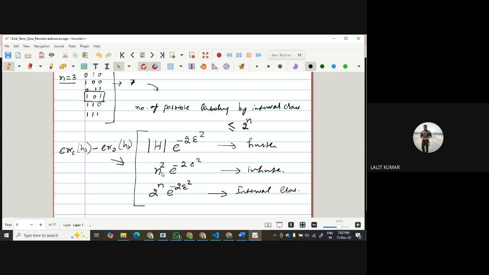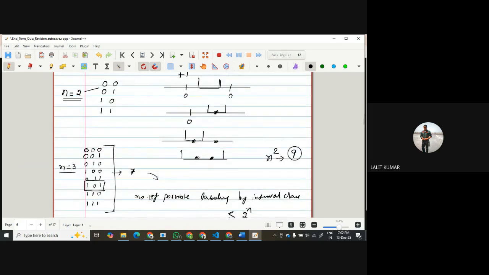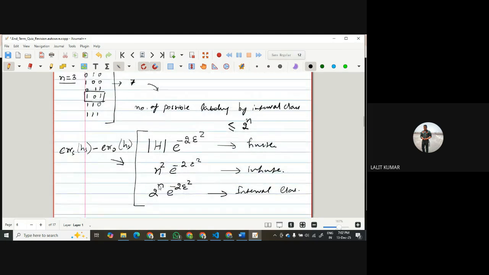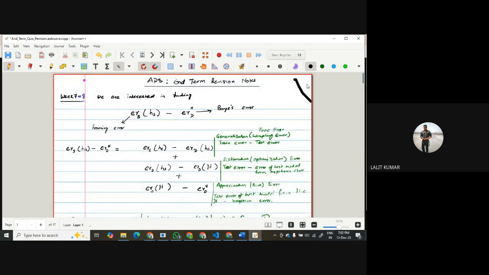Is that okay? Yeah, got it, sir. Okay. So these were 3 important concepts which I wanted to cover conceptually. Now we will go through the notes and see other parts also. I will go through the revision notes for whatever I have missed.